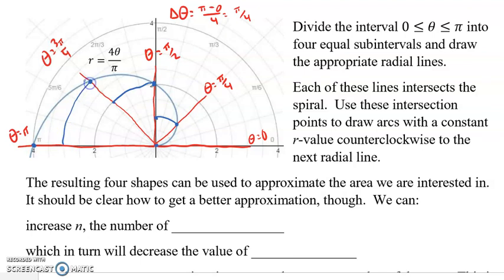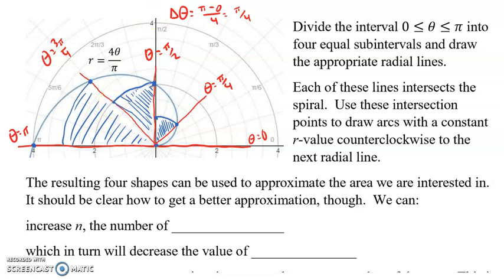All right. So the resulting 4 shapes can be used. Well, there's actually only 3 shapes because the first shape has an r value of 0. But the 0 area shape, and then this shape, and then this shape, and then finally this shape. These can be used to approximate the area bounded by the curve.